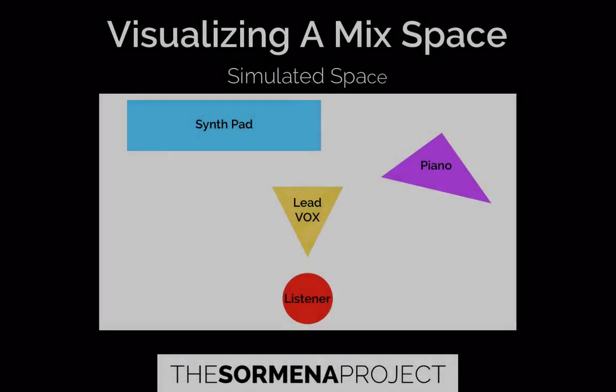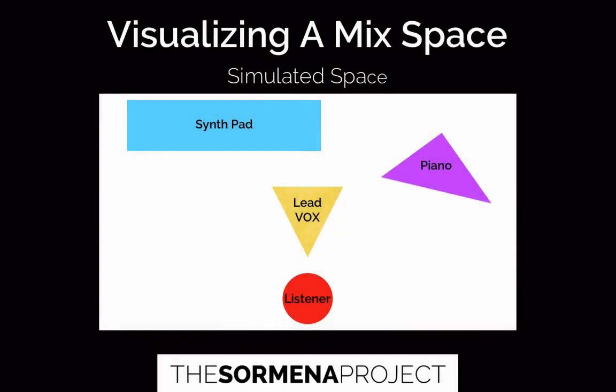Now that we've looked at and briefly discussed the different ways of configuring reverb in the digital audio workstation, let's do an additional example using the classic send and return one reverb. So what we're trying to do here is visualize our mix space. So let's imagine that we're in some kind of a rectangular room. The red dot signifies the listener.